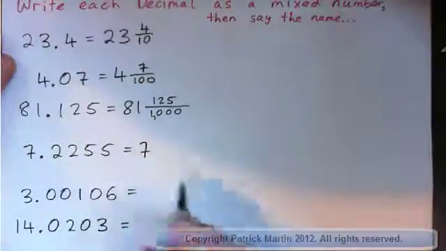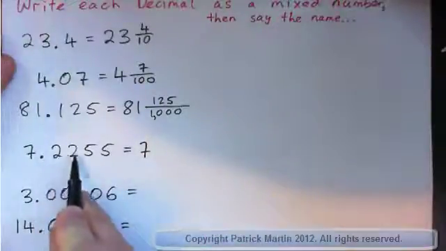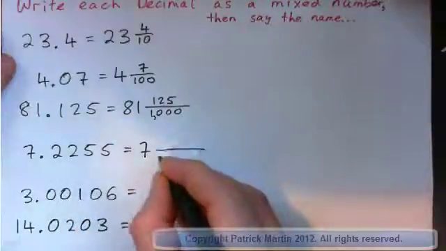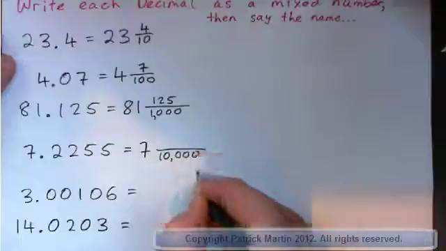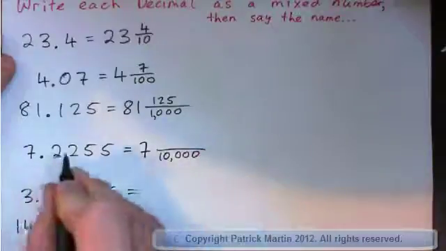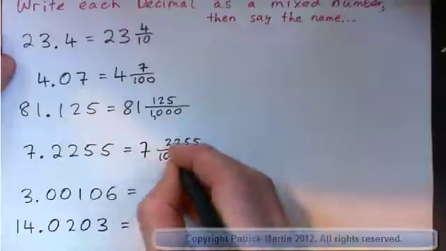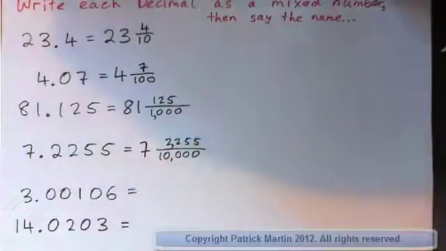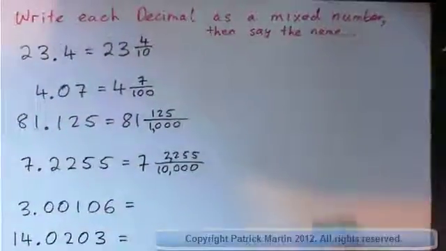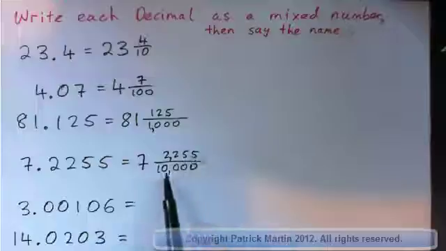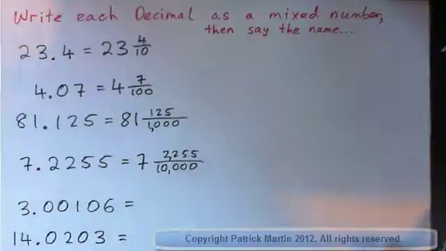Seven, and I've got tenths, hundredths, thousandths, 10 thousandths, and 2255. So now say the name. What is that? 7 and 2,255 10 thousandths, right? Okay, how about this guy?